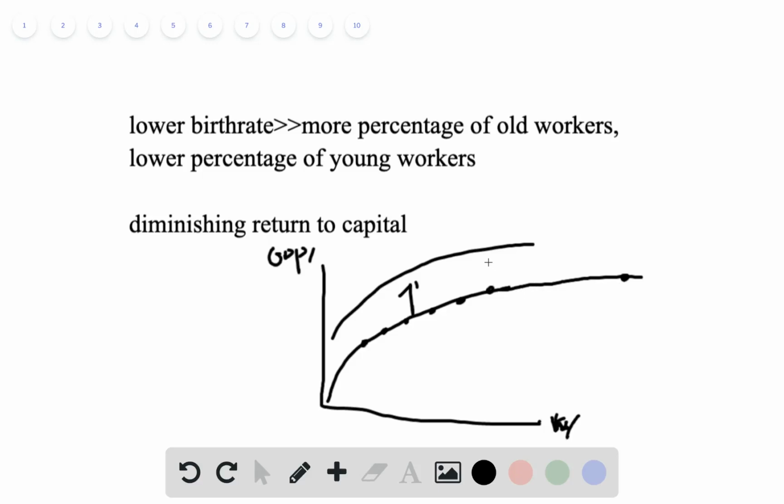Only if we improve the technology can we get an upward shift of this curve, which will definitely lead to real GDP growth in the long run.